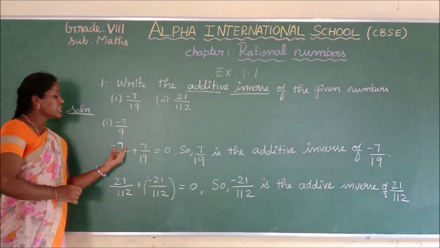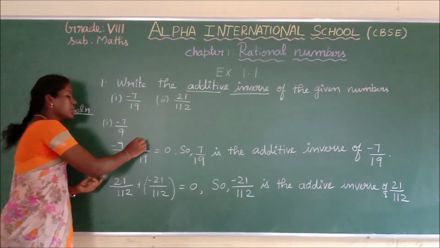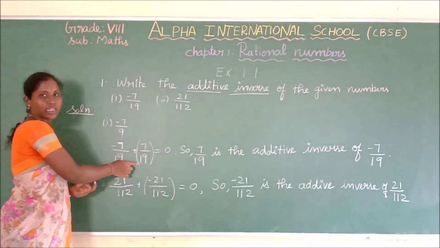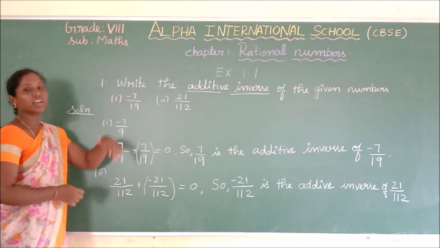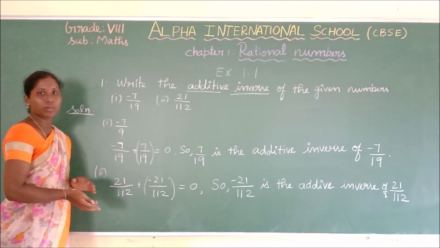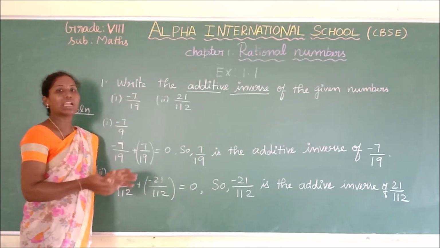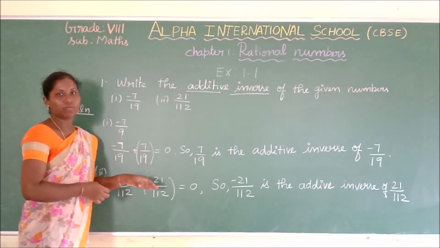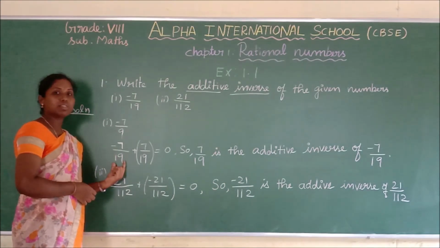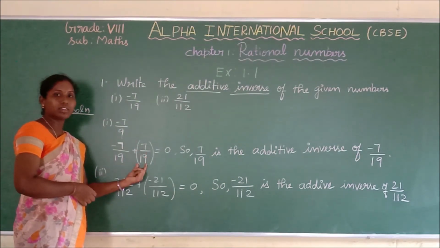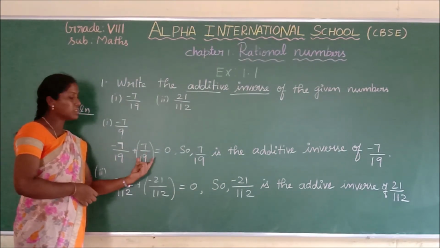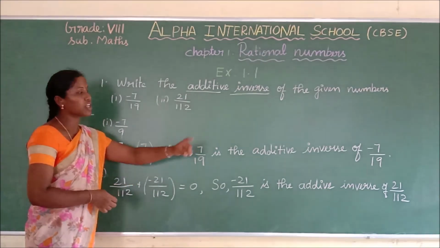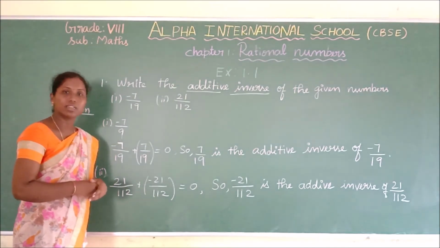So minus 7 by 90. Think what number, if you add it to minus 7 by 90, gives the result 0. 7 by 90. In other words, we saw that the additive inverse is the negative of the given number. If you take the negative of the given number and add it to the given number, we get the result 0, and it is called the additive inverse. So the negative of minus 7 by 90 is 7 by 90. The sum of these two numbers will be 0. So we can say that 7 by 90 is the additive inverse of minus 7 by 90.